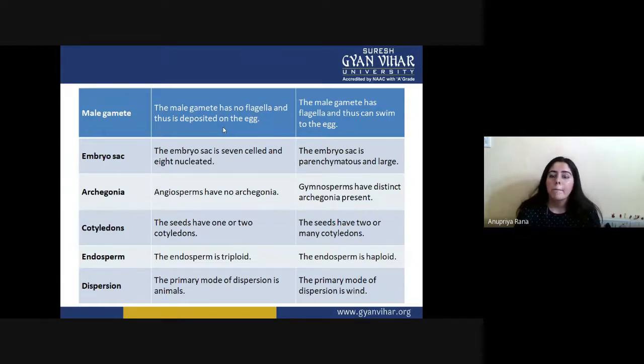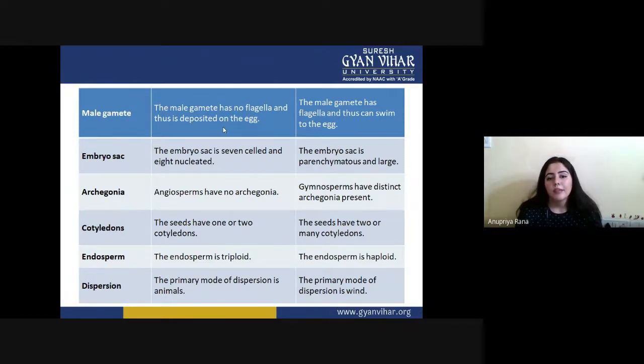But in the gymnosperm, there are no flowers, no odor, and no nectar, so that's why insects and birds are not going to come to them. So they need to fly or swim, depending on their pollination pattern. That's why they need flagella to swim or fly.